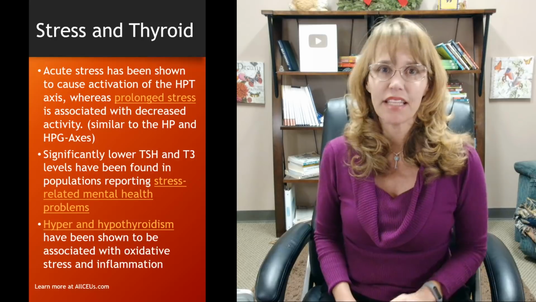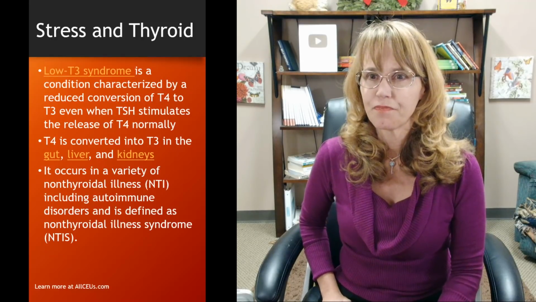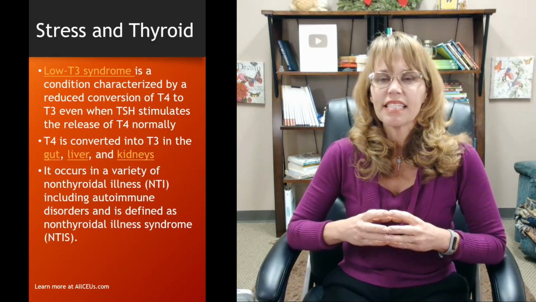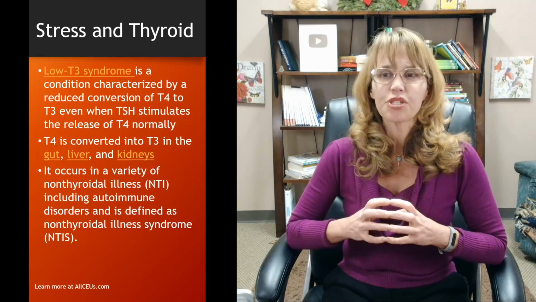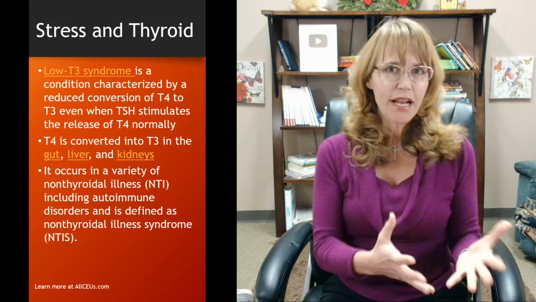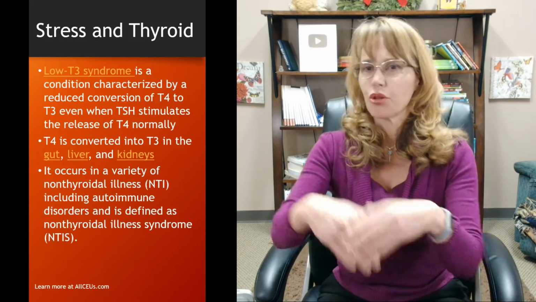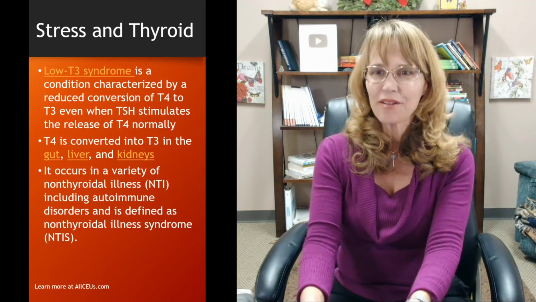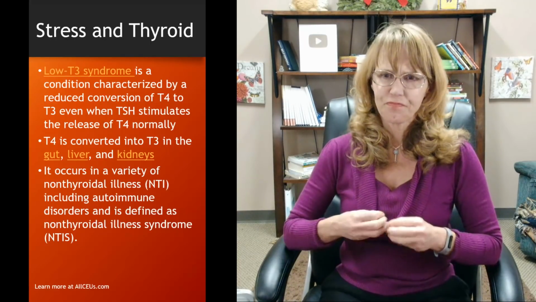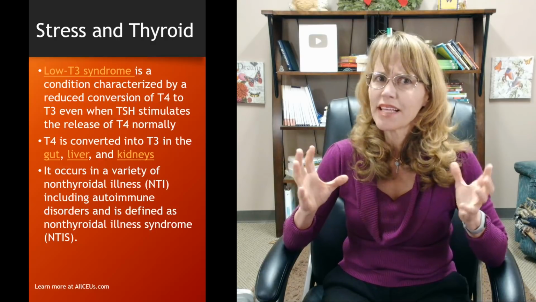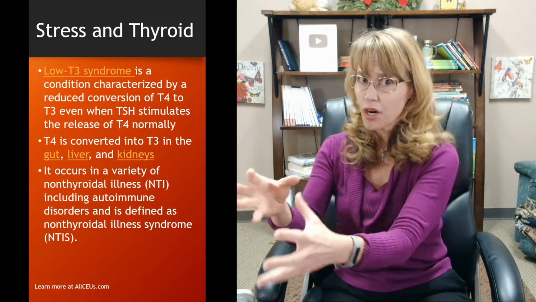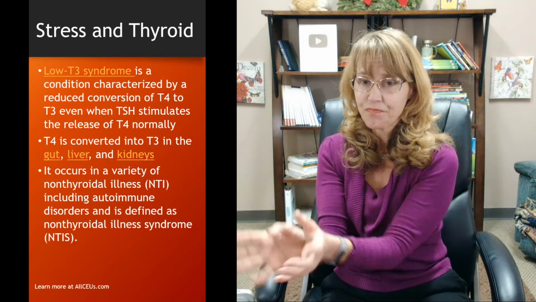And that will activate the HPA axis as well. Now, low T3 syndrome is a condition characterized by a reduced conversion of T4 to T3. So the right amount of TSH is coming out, the right amount of T4 is coming out, but T4 is just not being broken down to T3. Now, let's think about why that might be? So the thyroid is functioning just fine, but somewhere along the way it's not getting broken down.